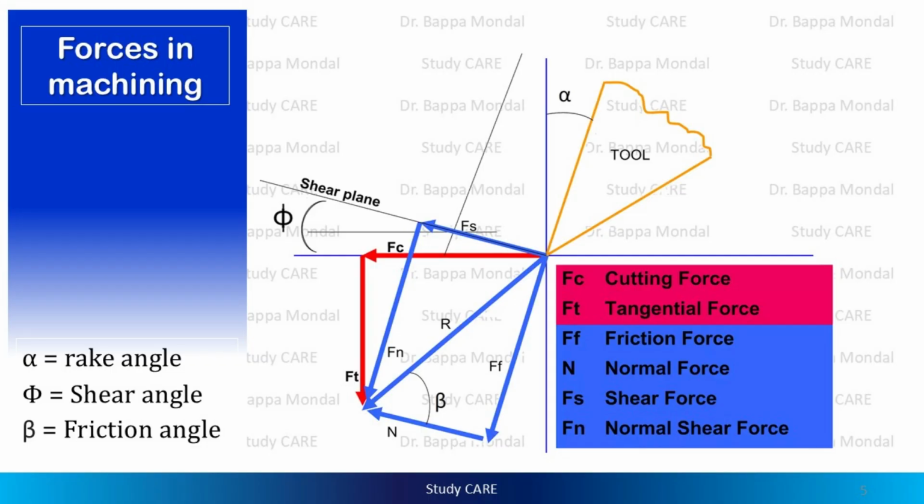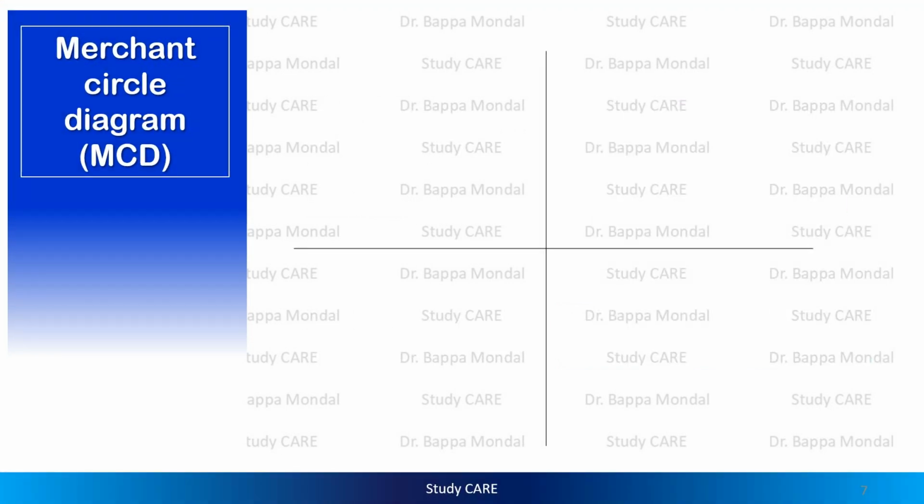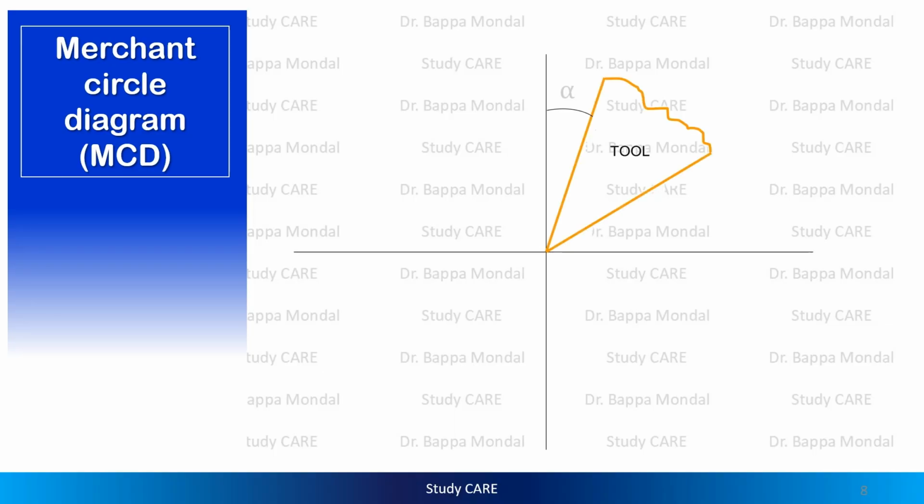Now, we will see how to draw the Merchant Circle Diagram step by step. Generally, Fc and Ft will be given. We need to calculate Ff, N, Fs, and Fn using the graphical method. First draw the XY axis. Then represent the tool edge at the center point. The angle the tool creates with the vertical line is the rake angle, here denoted by alpha.